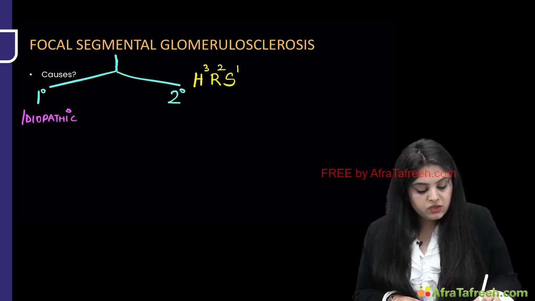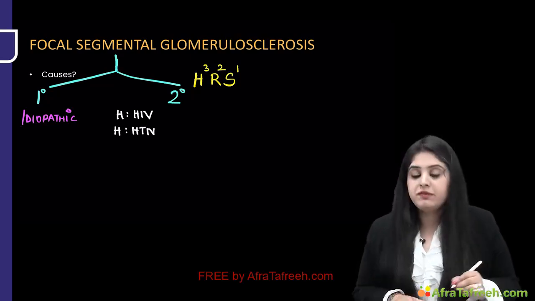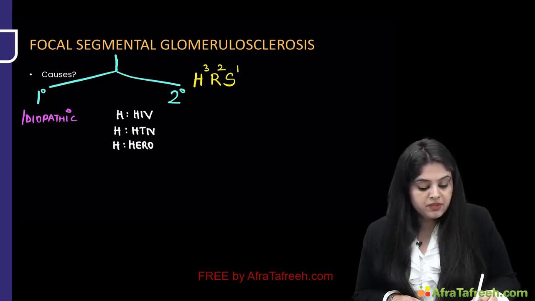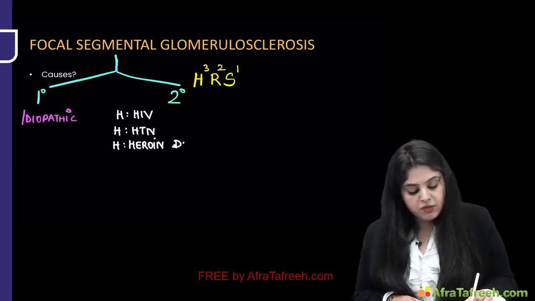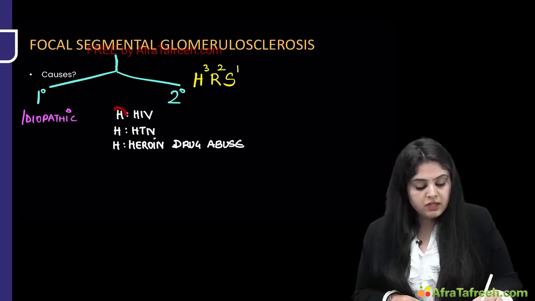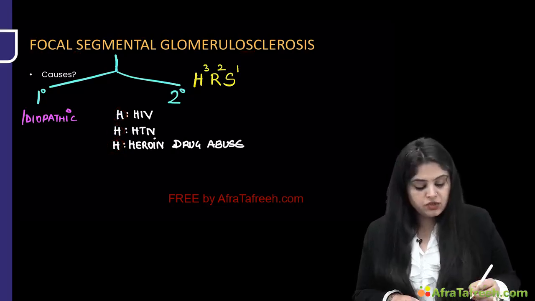So what is 3H? Remember, if you have a case of HIV positive, very common FSGS. If you have a case of hypertension in the kidney, it will show you FSGS. If you have a case of heroin drug abuse, then also it is going to be FSGS. So repeating once again, HIV, hypertension, heroin drug abuse, all of them show what in the kidney? FSGS. The 3H is done.